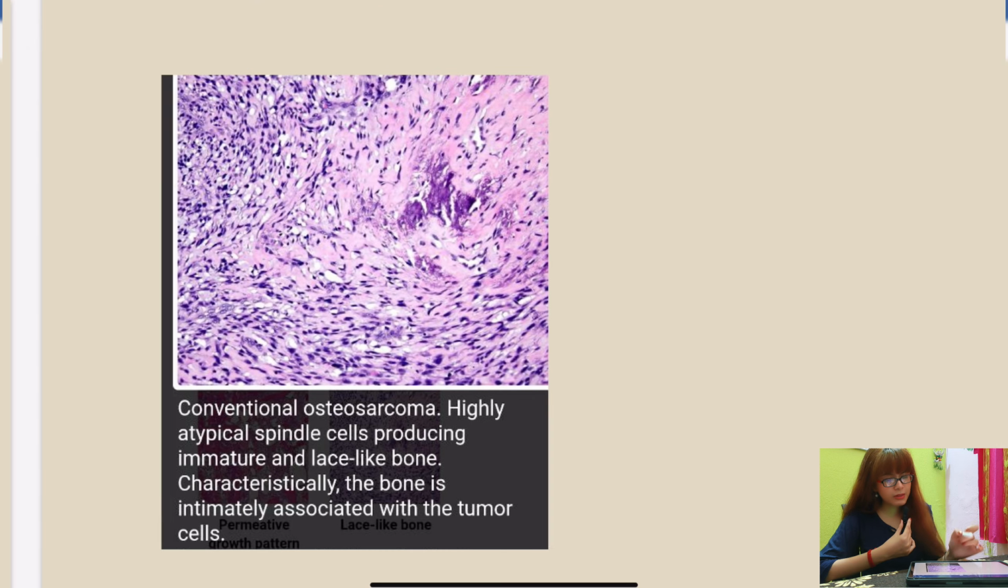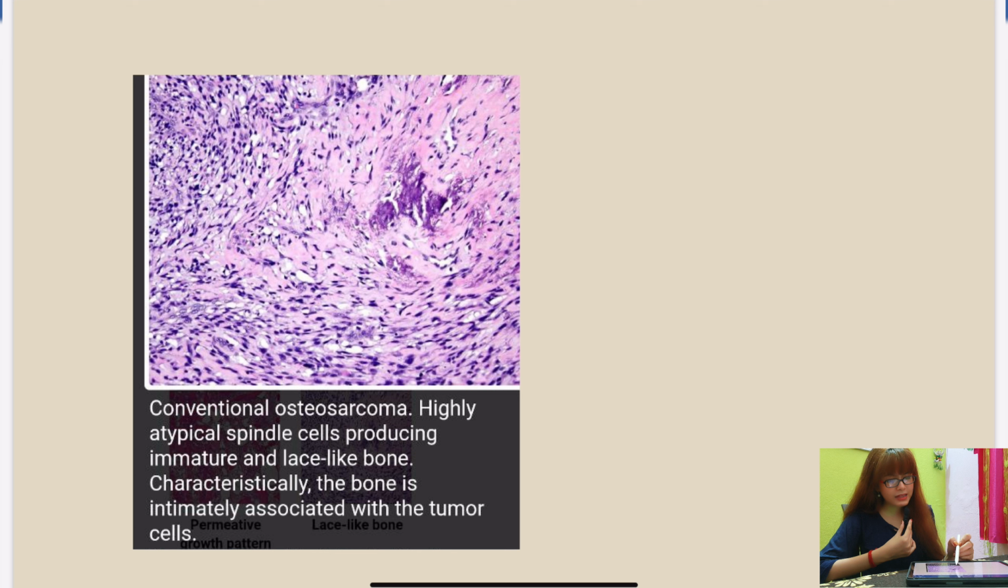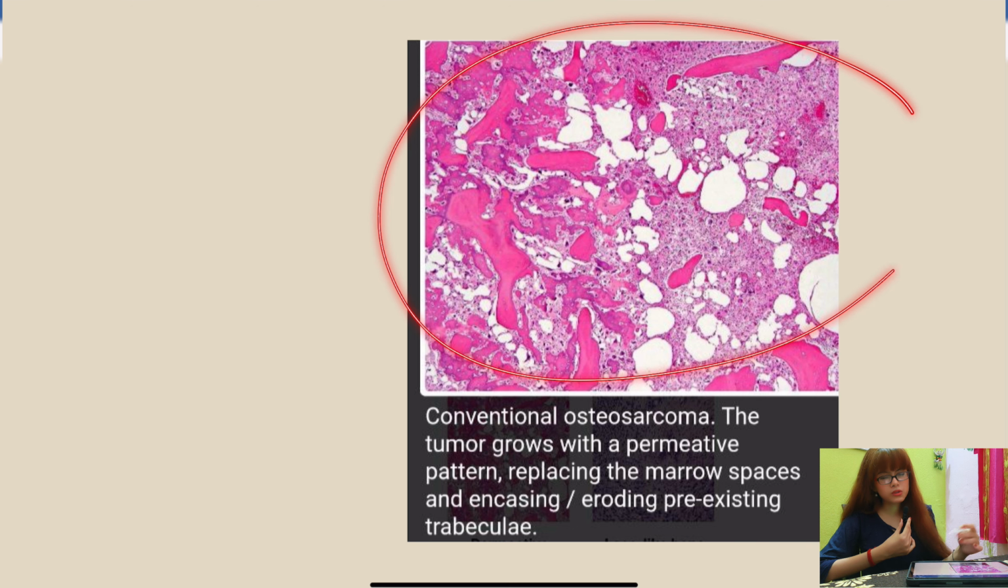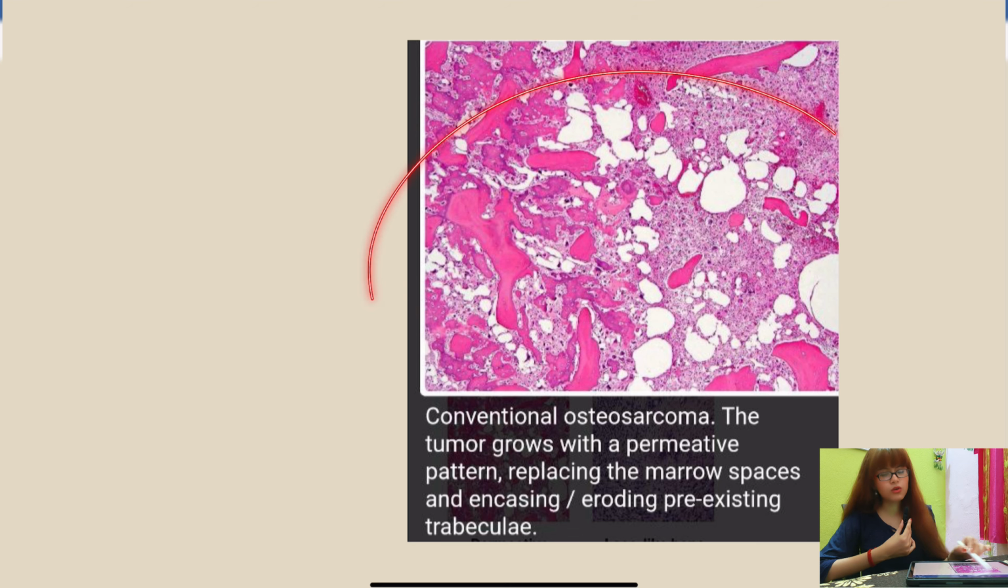So this is an image that you can see. There are so many atypical spindle cells that you can see, which are producing this immature and lace like bone. And here also you can see that there is deposition of this immature bone. See, the image looks grossly ugly, so this is osteosarcoma.